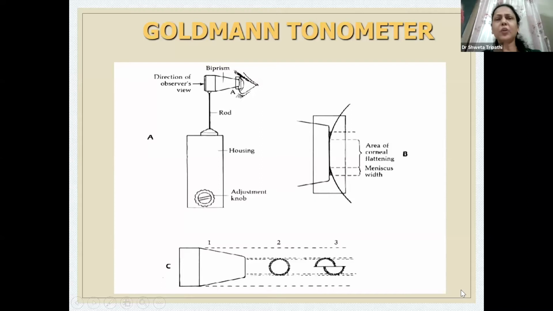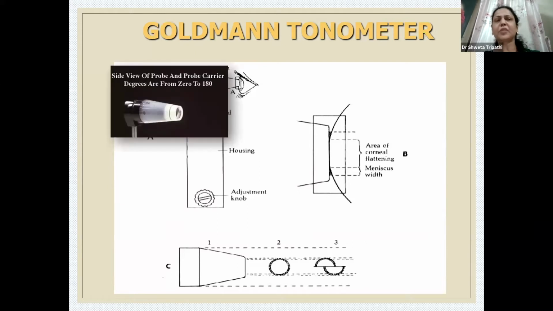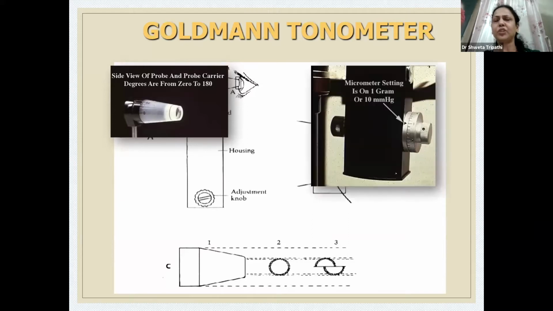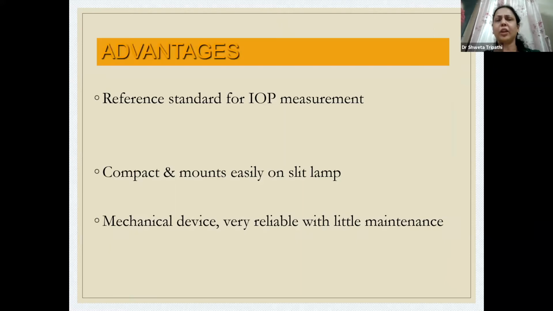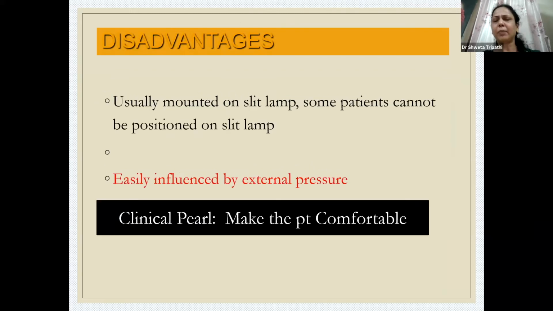So now this is the Goldman applanation tonometer, the pictorial depiction where there is a biprism which touches the surface of the cornea, and this biprism has got a reading of 0 to 180 degrees. When it touches the corneal surface, we start changing the knob position, starting from the reading of 1, and we multiply it by 10, and it gives us the intraocular pressure recording. The advantage is that this is the reference standard for all intraocular pressure measurements and is very reliable with little maintenance. The most important thing is that it is easily influenced by external pressure.